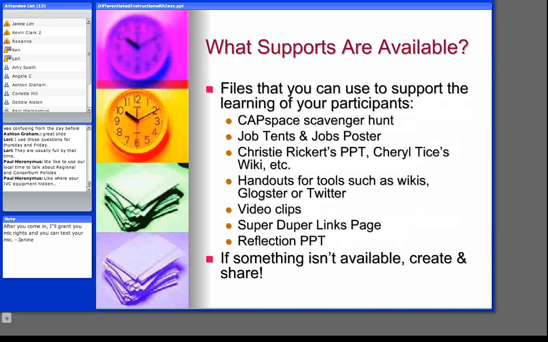All right, so what kind of supports are available for your local time? These are some of the things that you can use. As you know, there's the cap space scavenger hunt, the job tents and job posters. Sometimes everybody ends up doing some of those things. Rickert made a PowerPoint last year for organizing your local time. She uses a wiki. There's also all kinds of optional handouts for tools like wikis, Blogster, Twitter, and one that you're like, oh, we should have a handout for this, or I'm definitely using this handout and no one has made one.